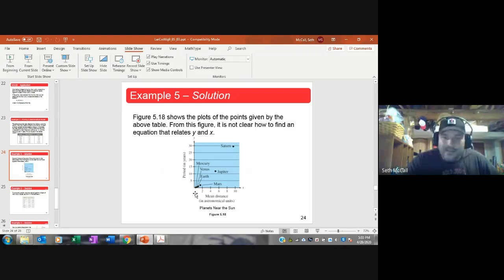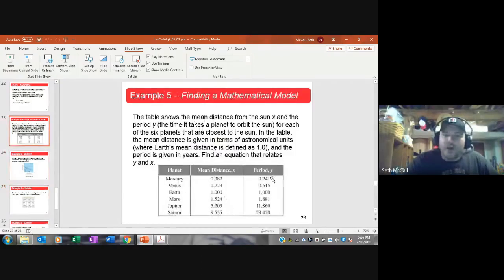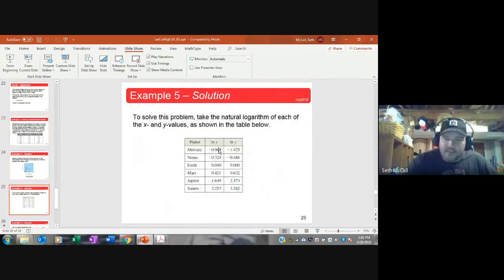So, looking at that data plotted, this is what it looks like. You can see these planets here are clustered together, and then we get to Jupiter and Saturn. But these are not a linear graph. These do not line up linearly. You could not draw a straight line through those and have them all line up. So, what they decided to do is to take the natural log of all of these x values and all of these y values. And then in doing so, this is what you come up with. The natural log of all the x's and the natural log of all the y's.